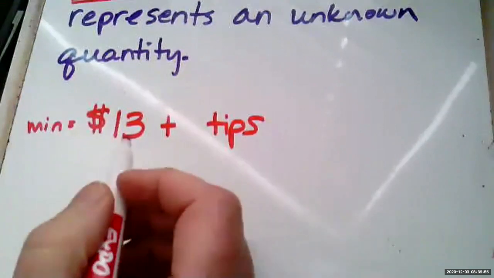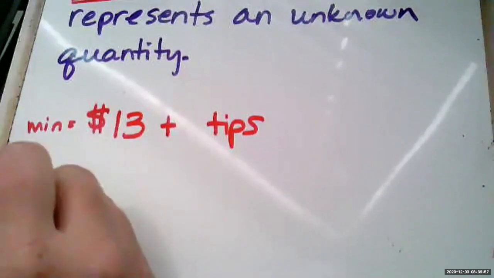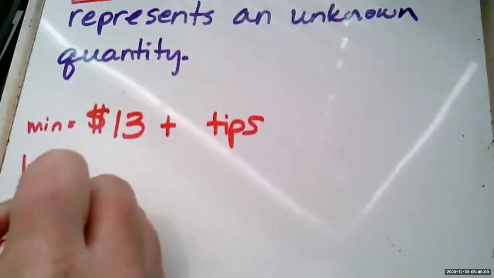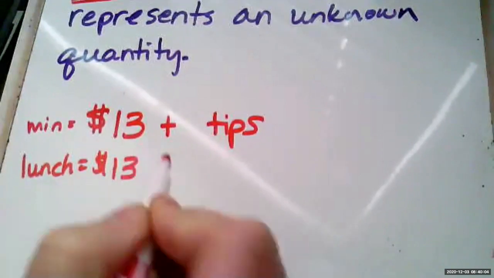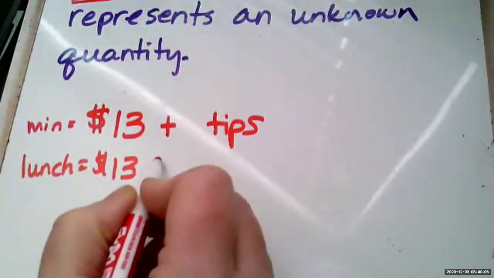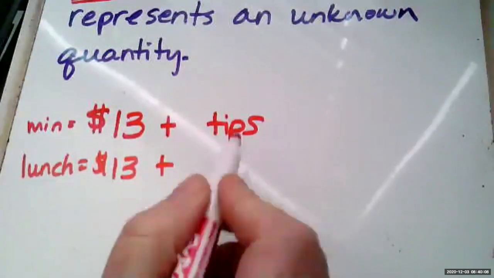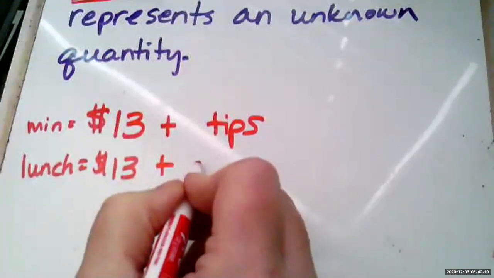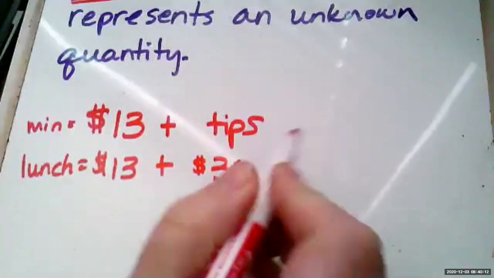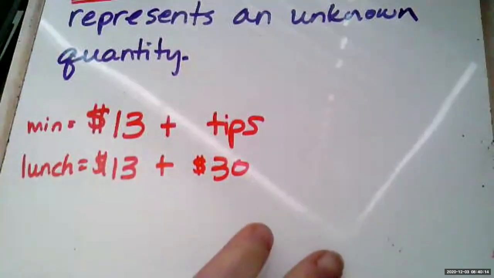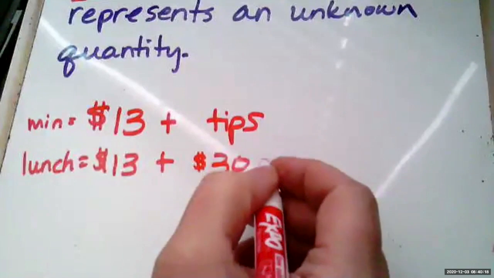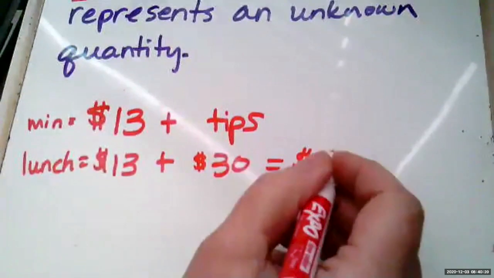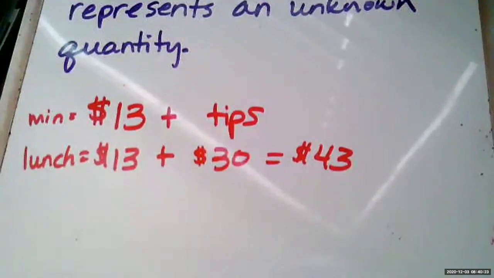Let's say that you work the really busy lunch hour. So you earn that $13 for working lunch hour. And let's say that during that lunch hour, you actually got $30 worth of tips because you served a lot of people and they tipped you well. So this would mean that you would get $43 for that hour.